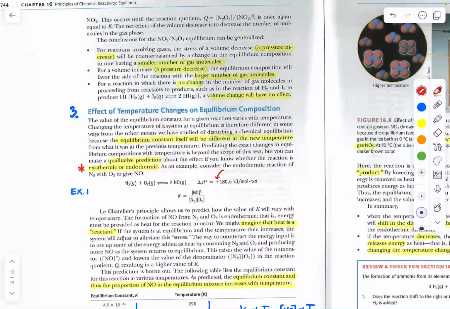And so here are some bullet points to wrap that up. You have the stress of a volume decrease, which is the same as increasing the pressure. And it'll move in the direction to reduce the number of gas molecules. Again, if you increase the volume, that's tantamount to a decrease in pressure, so the reaction will go in the direction in order to increase the number of particles. If you have the same number of moles on both sides, then volume change has no effect on equilibrium.